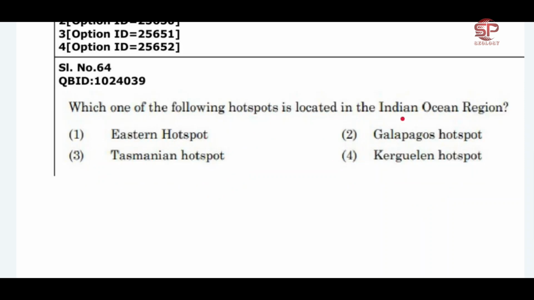Which one of the following hotspots is located in the Indian Ocean region? In the Indian Ocean, you will find the Reunion hotspot and Kerguelen hotspot. So Kerguelen hotspot is the cause for the volcanism in the Rajmahal traps. The Galapagos and Tasmanian hotspots are in the Pacific plate. There is no eastern hotspot. Actually, the eastern hotspot in India is indicating eastern biodiversity or nothing.